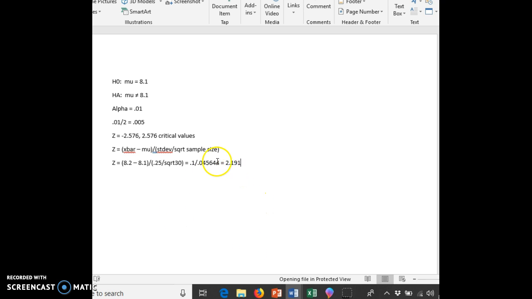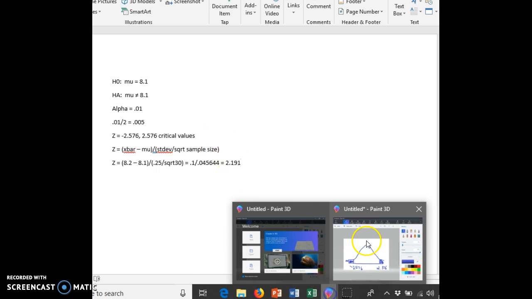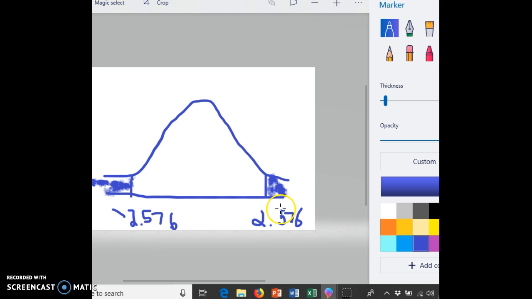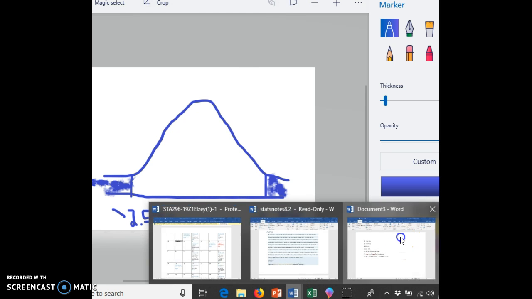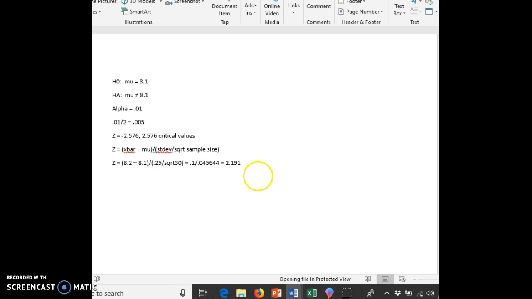So let's take a look at 2.191. If we look back at our picture, 2.191 is not in this rejection region. In fact, it's over here somewhere. Remember, zero is in the middle, so 2.191 is right in here, which is not in the rejection region. So let's go back and write this is not in the rejection region. And if it's not in the rejection region, we fail to reject the null.